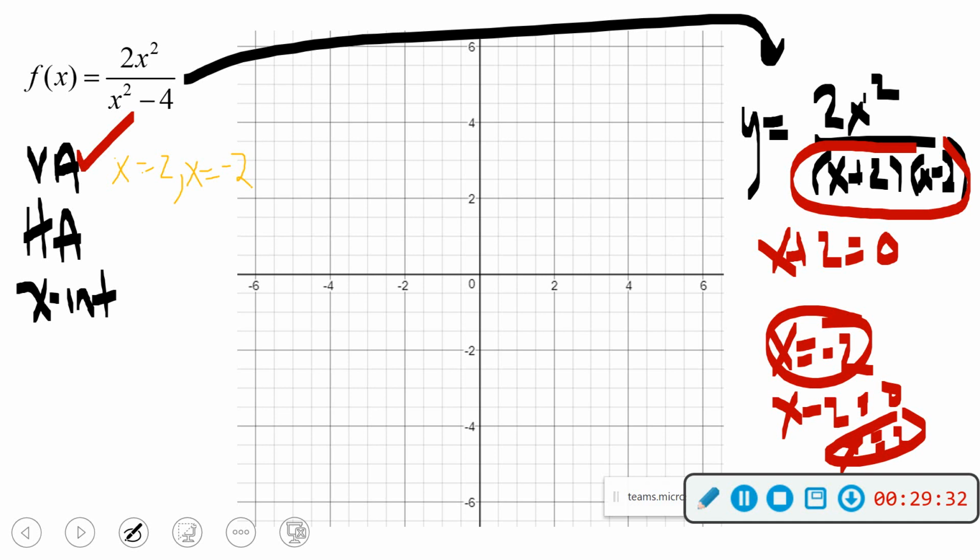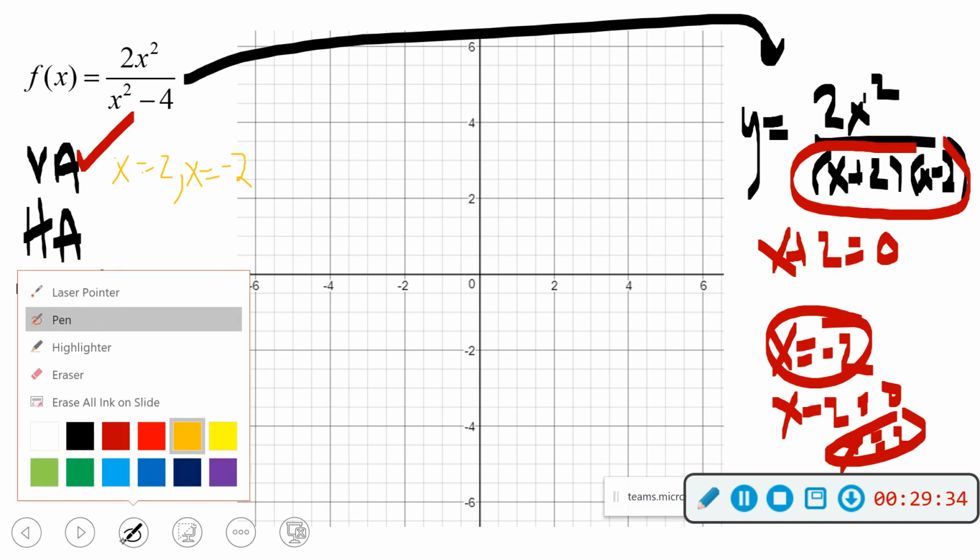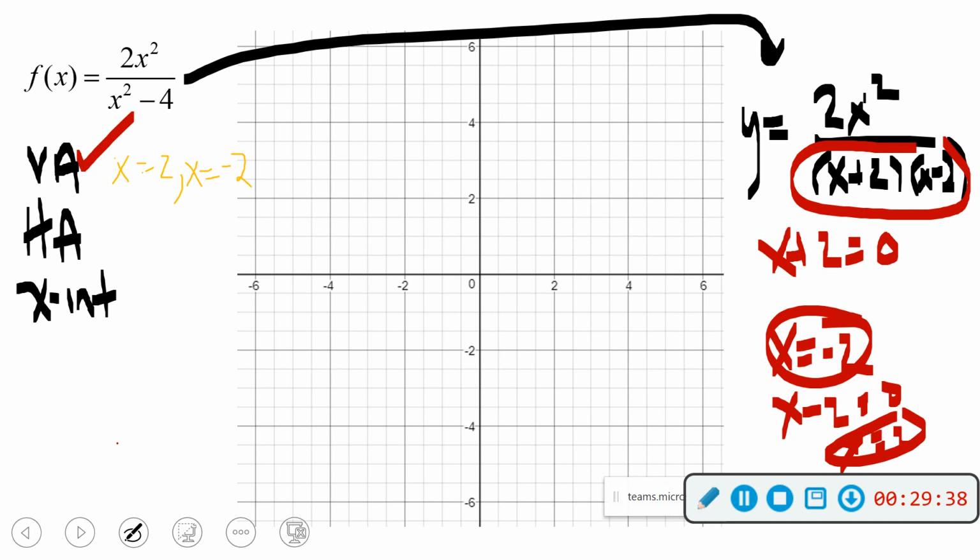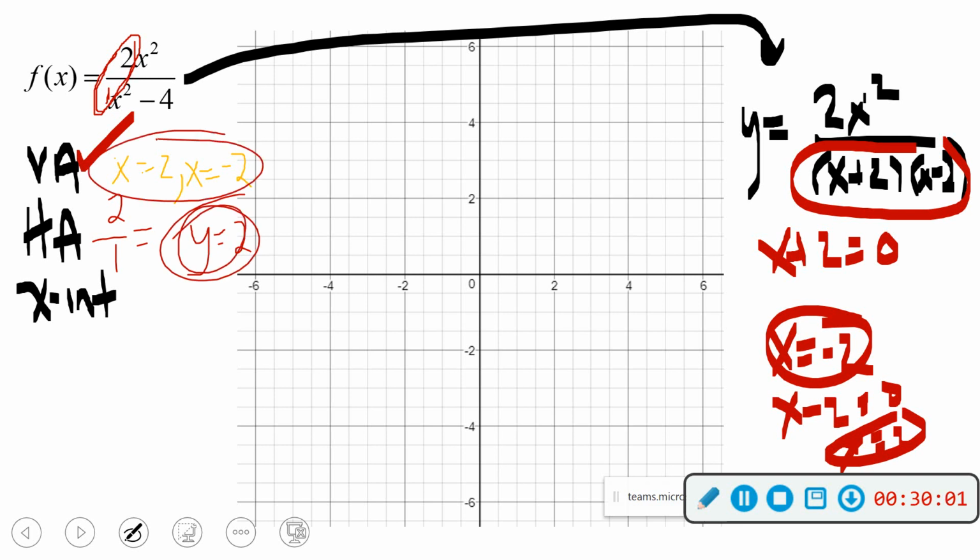All right, so in this form, when the degree is the same on top as it is on the bottom, we can figure out the horizontal asymptote by taking the numbers in front of those degrees. So 2, and then on the bottom, you're like, but there's nothing. Do I put a 0? No, there's a hidden 1. So the horizontal asymptote is 2 over 1, which is equal to 2. Y equals 2. There's horizontal, there's vertical.